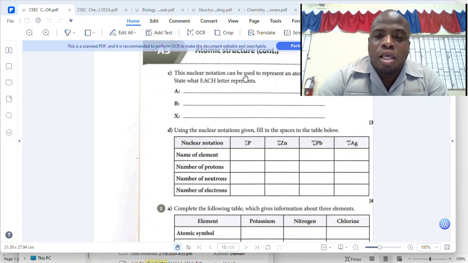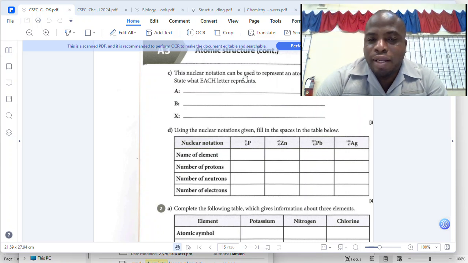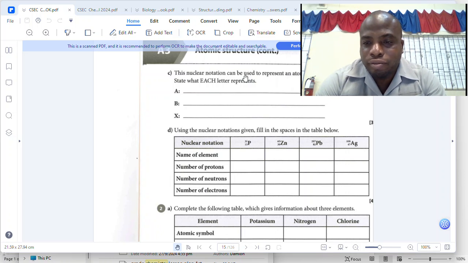So students, here we have an element, the symbol P. Sometimes it's confused to be potassium. No, it's phosphorus. Potassium is actually, yes, you said it, K. Note as well that it's a capital letter, right? Followed by zinc, Zn, followed by lead, followed by silver.